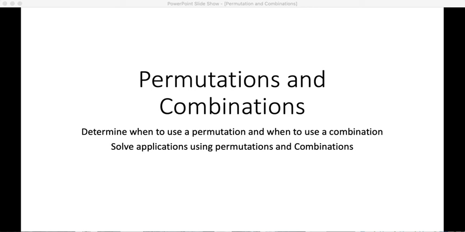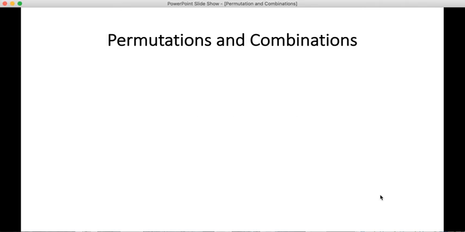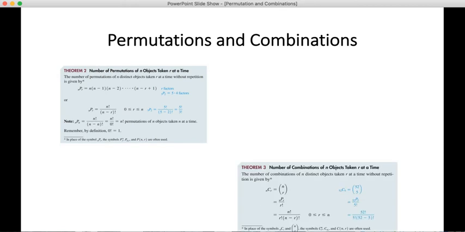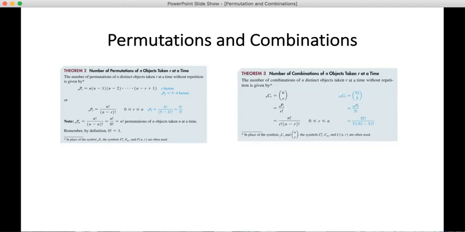I'm going to do quite a few examples like I've been doing in the past. So what we're going to do is try to determine when to use a permutation and when to use a combination. And we're going to solve applications using permutations and combinations. Okay, so you already learned in the previous sections of the textbook about permutations and combinations. You should already know what the formulas are and know how to do those in your calculator.